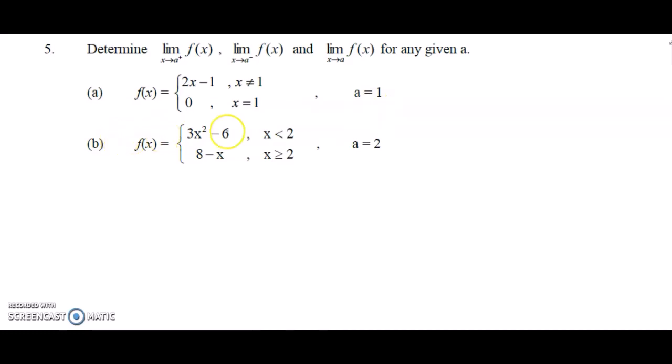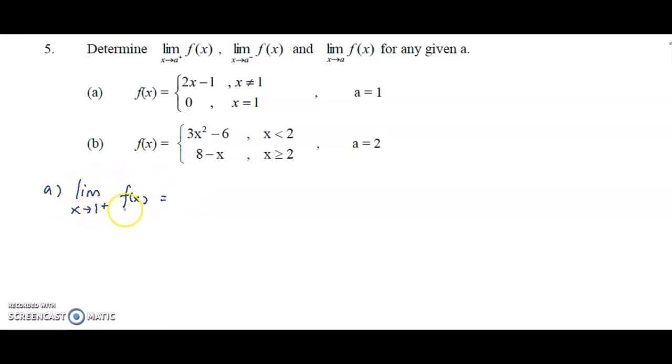For question B, we need to put a as 2. So now we focus on question A first. First of all, we have this function a. Now we need to find the limit when x approaches 1, because the a now I will replace by the 1. You need to find this: x approaches 1 from the right side. Now how to find this limit?